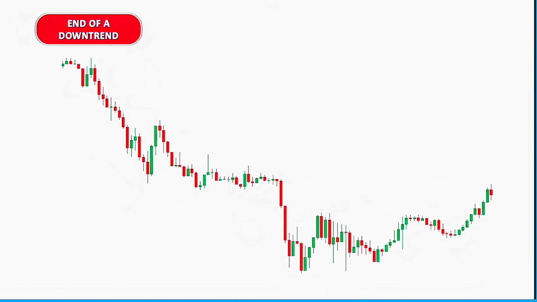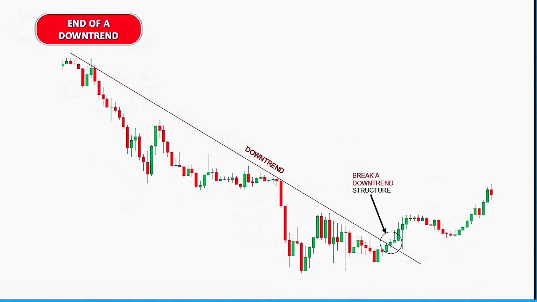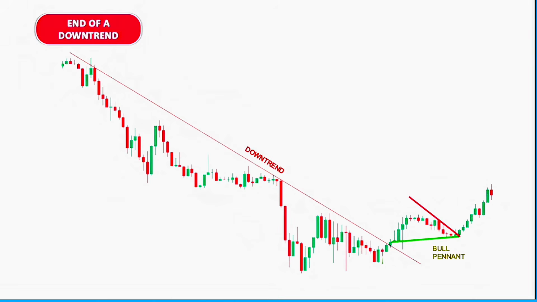First of all, the price should close above the downward trend line resistance. We're talking about the break in the downtrend structure. If the price forms a bull pennant above this trend line resistance, then you've got a jackpot trade. You're trading between an ending downtrend and a potentially starting uptrend. If you can catch that uptrend from the beginning, you can make a huge profit.